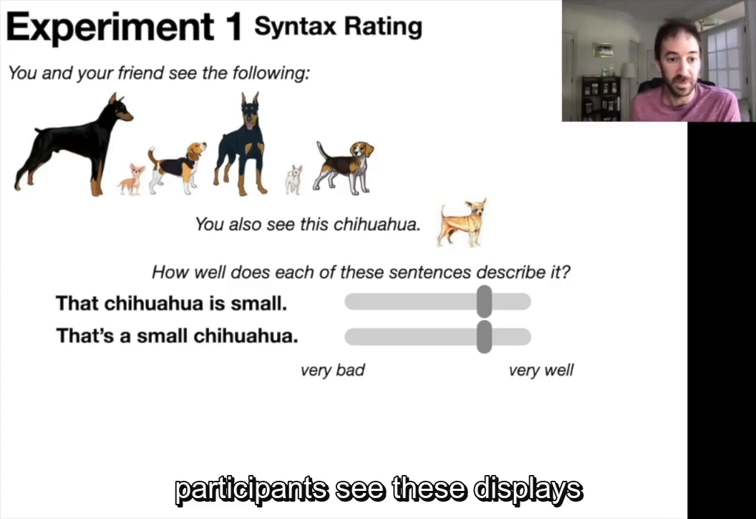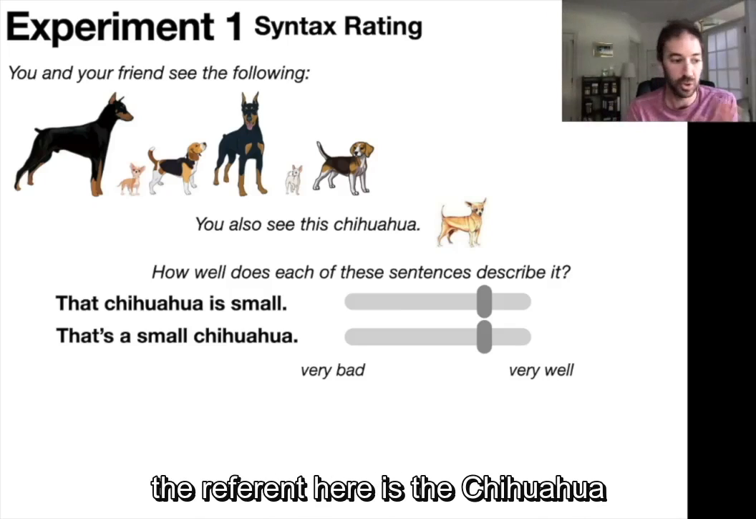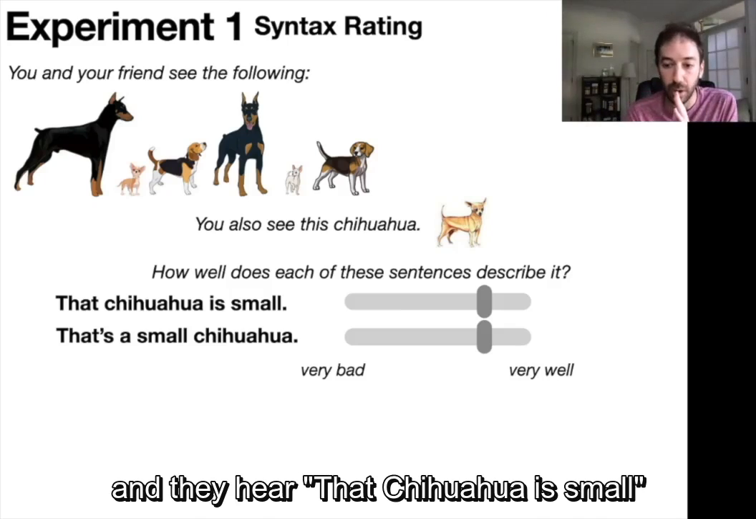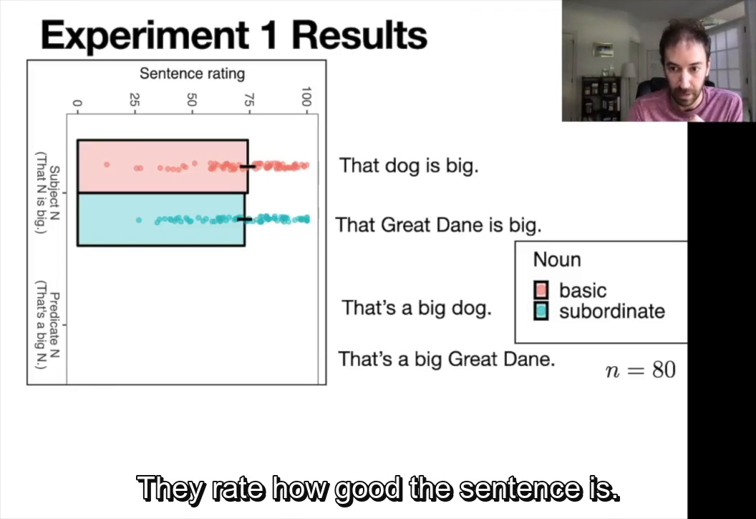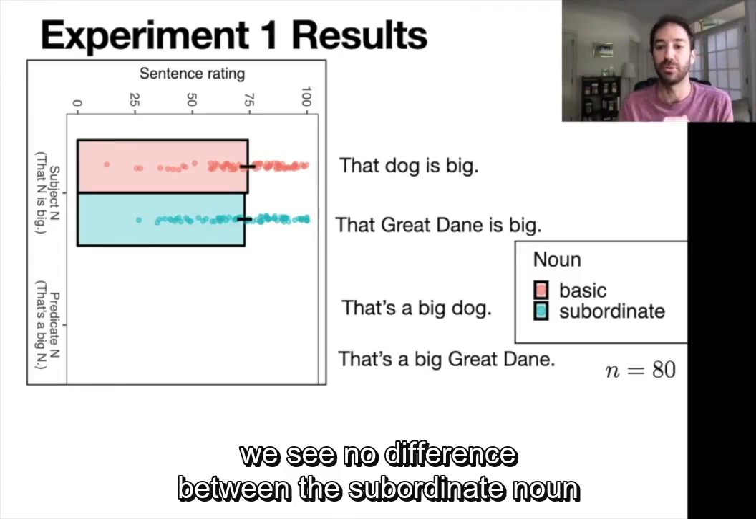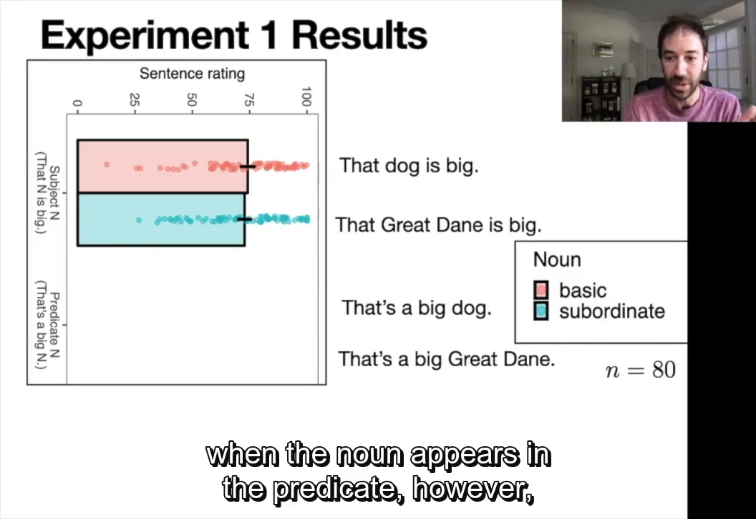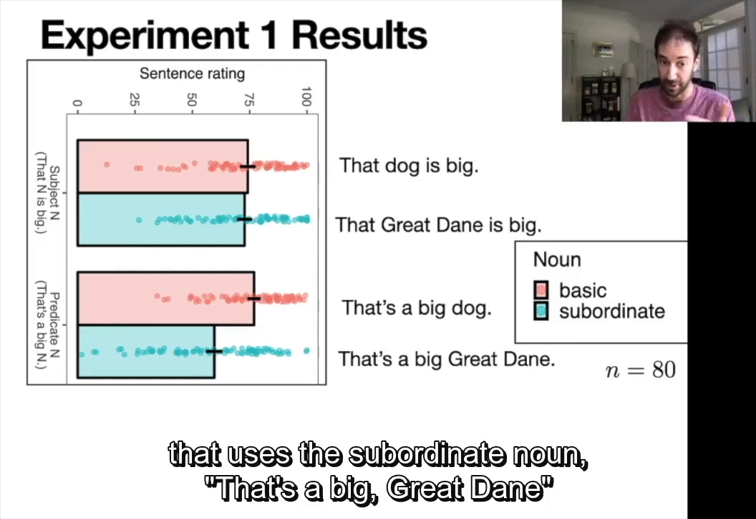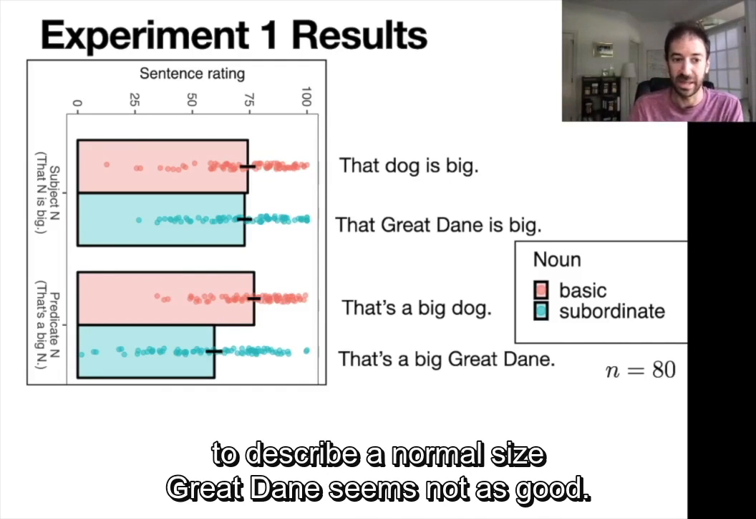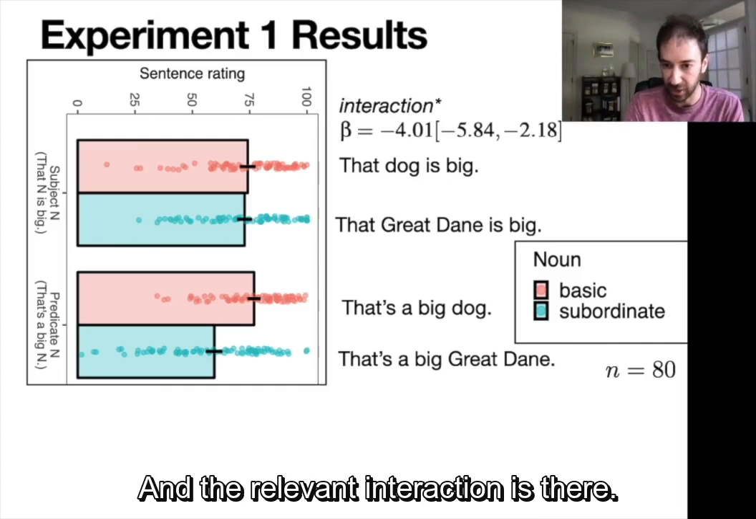So in experiment 1, participants see these displays, here depicted with other dogs. The referent here is the Chihuahua, and then they hear that Chihuahua is small, or that's a small Chihuahua. They rate how good the sentence is. When the noun appears in the subject, we see no difference between the subordinate noun and the basic level noun. They're both equally good. When the noun appears in the predicate, however, participants like less the sentence that uses the subordinate noun. That's a big Great Dane, to describe a normal-sized Great Dane, seems not as good. And the relevant interaction is there.